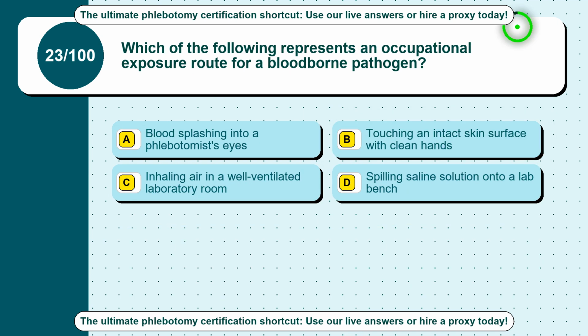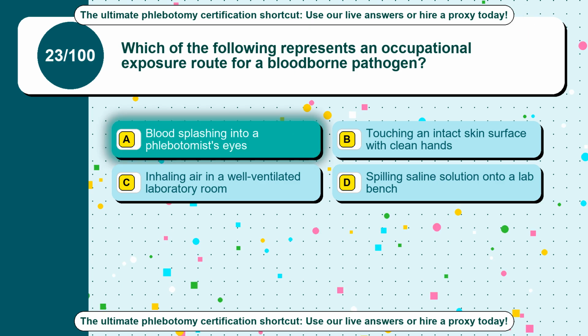Question 23. Which of the following represents an occupational exposure route for a blood-borne pathogen? Option A. Blood splashing into a phlebotomist's eyes. Option B. Touching an intact skin surface with clean hands. Option C. Inhaling air in a well-ventilated laboratory room. Option D. Spilling saline solution onto a lab bench.